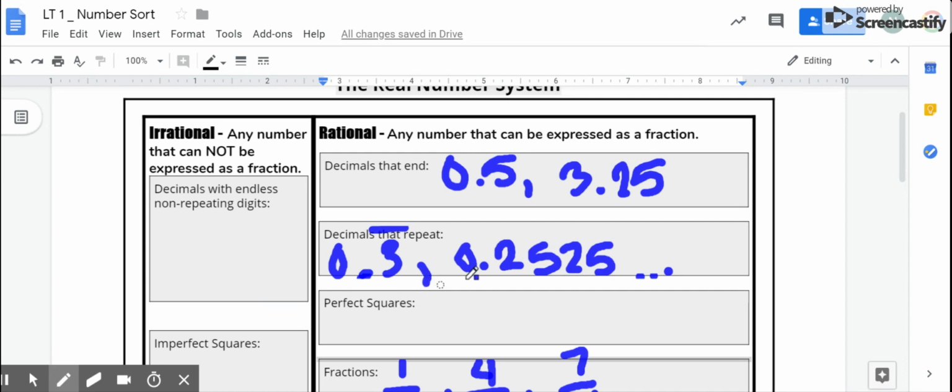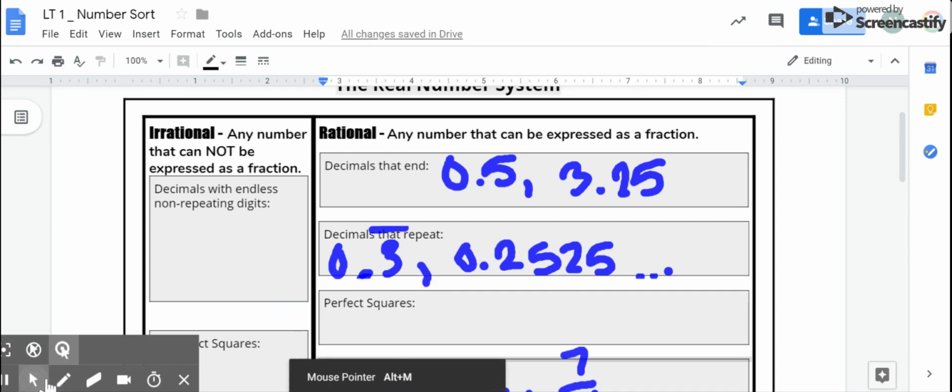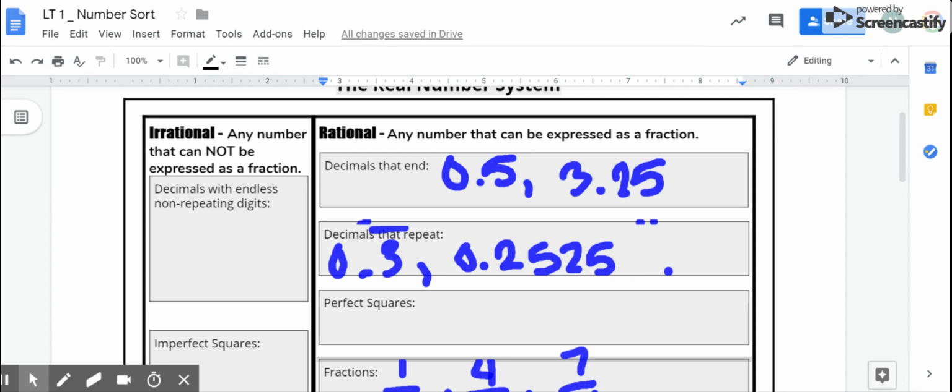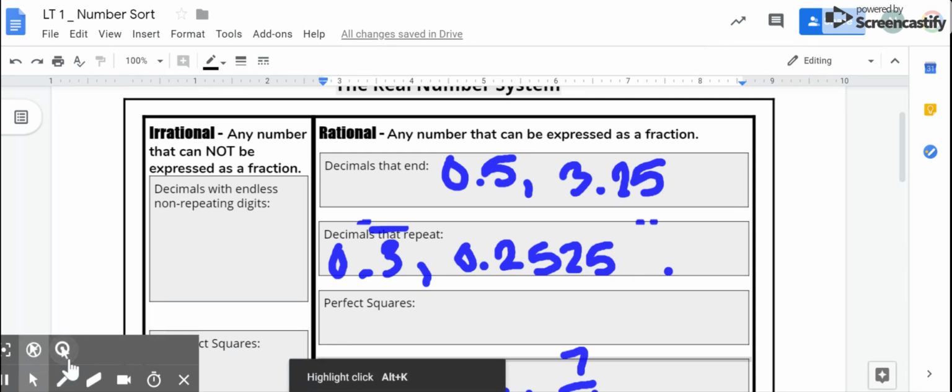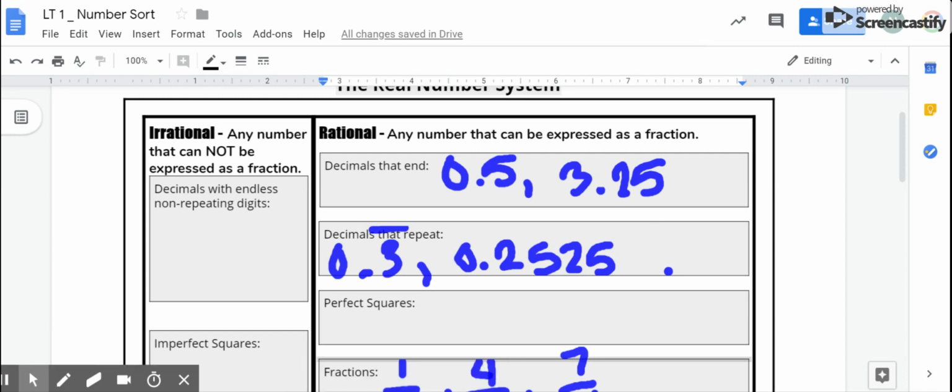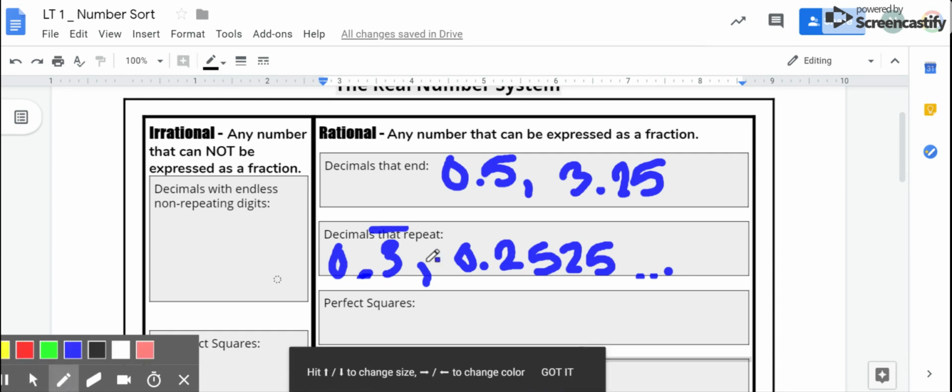Now, something like this. I have 0.2525, okay? That is a repeating decimal because looking at it, I can see that the 2525 is repeating. Okay, so that would be considered a repeating decimal even though it does not have the line above the 25.